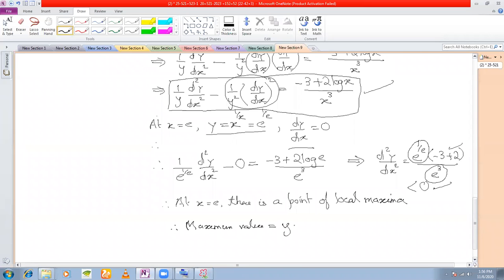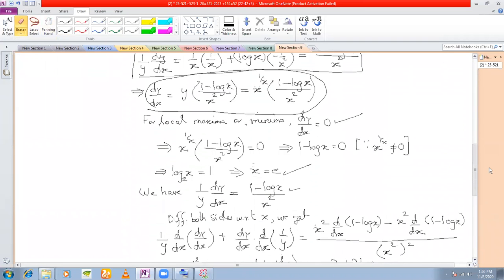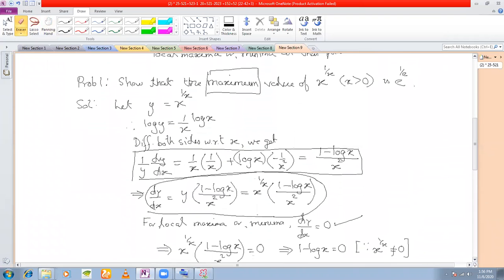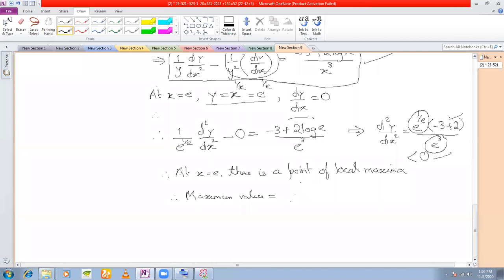Maximum value is equal to y in the function. You put this value. What is the function given here? x to the power of 1/x. You put x equal to e here, so you get e to the power of 1/e. Understood? That is how you calculate this. Okay.